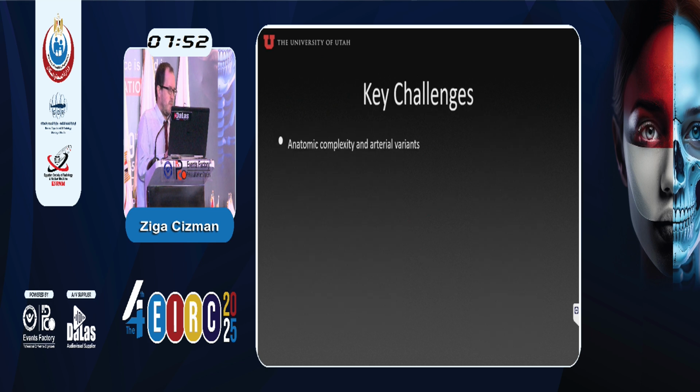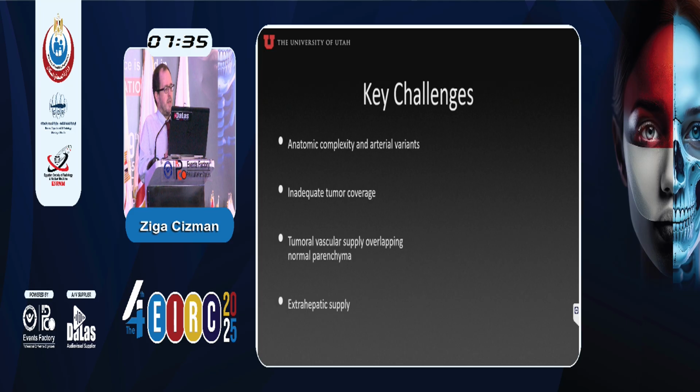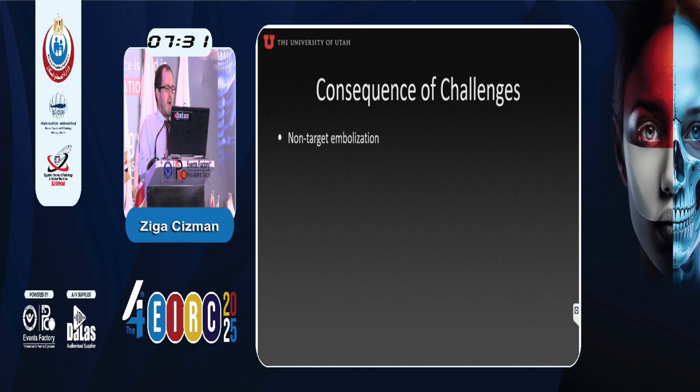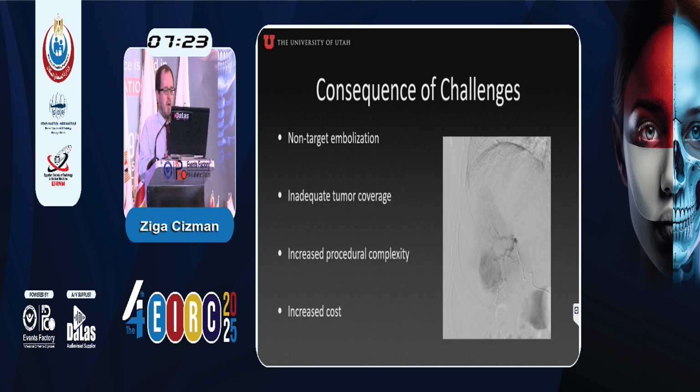So the key challenges that we face when we're doing this personalized treatment are anatomic complexity and arterial variance. Are we going to get adequate tumor coverage? Is tumoral supply overlapping normal parenchyma? And then we also have to search for extrahepatic supply. So what are the consequences of these challenges you face? Well, you can have non-target embolization, again, inadequate tumor coverage, increased complexity, and increased cost.